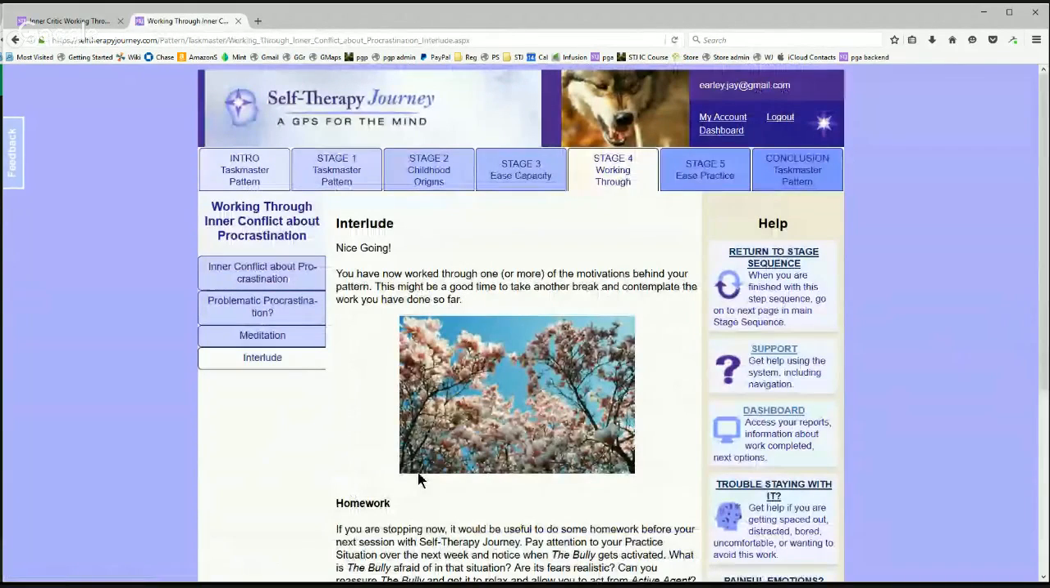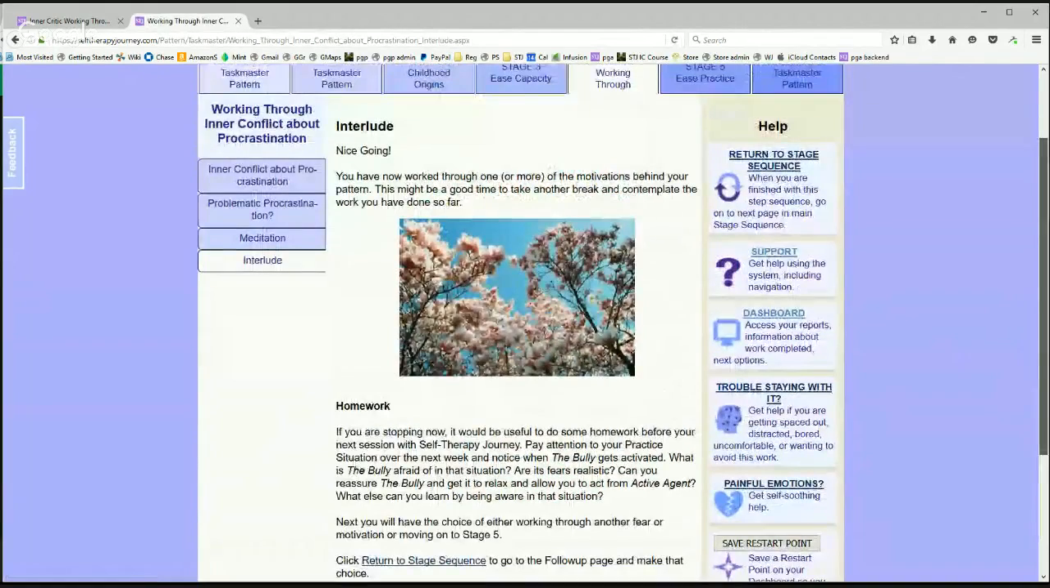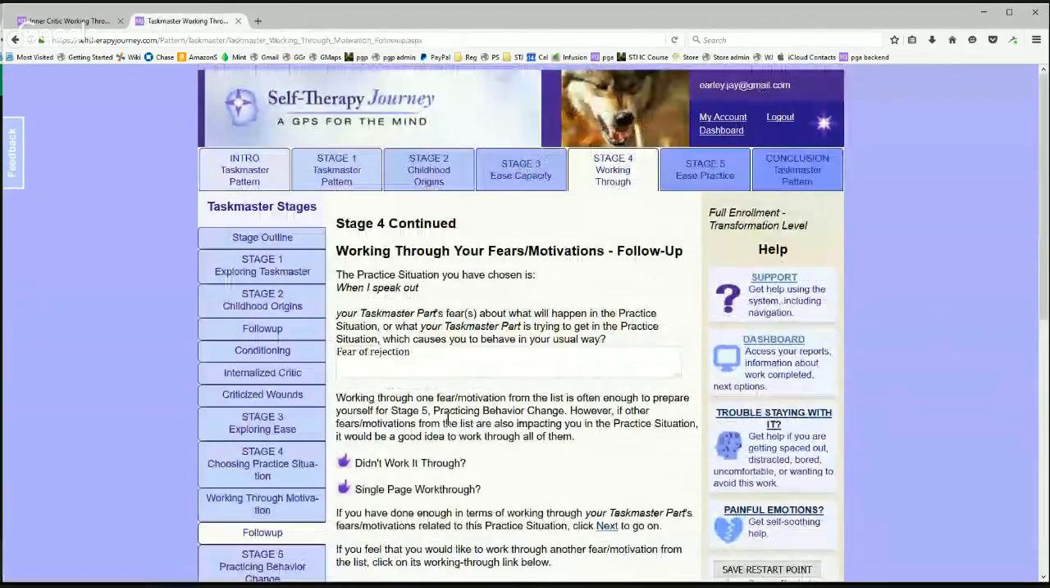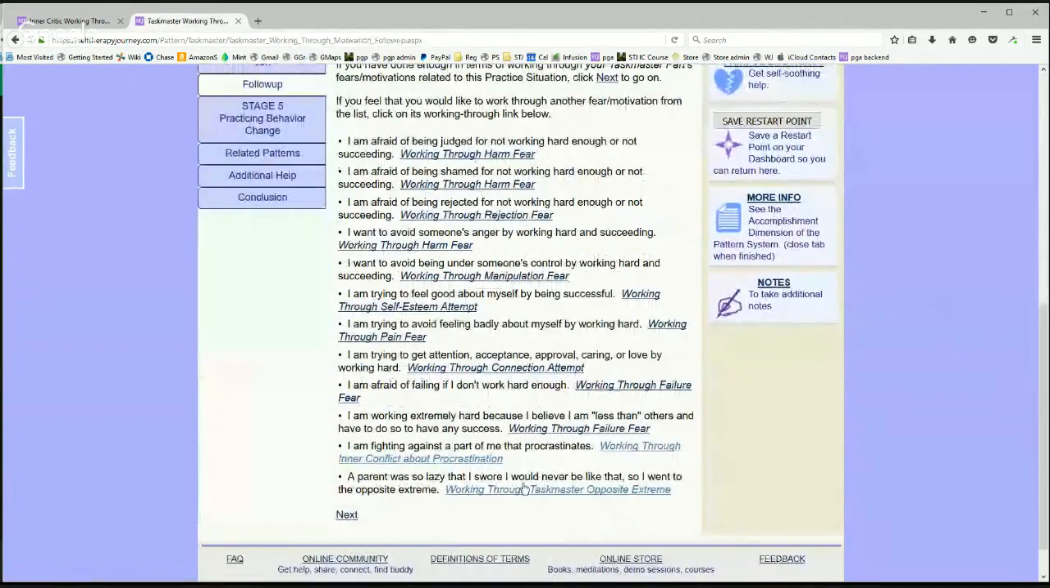And then you take notes here, and hopefully that resolves that inner conflict. And then here's the interlude at the end of this little stage of steps. There's a little homework here, and you return to the stage 4 page. And then, of course, here is your same list of things. And if you want to choose another one, you always can. But that pretty much takes us through the major aspects of stage 4 that have to do with inner critic parts.